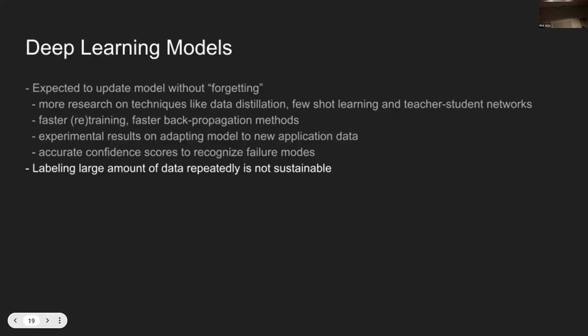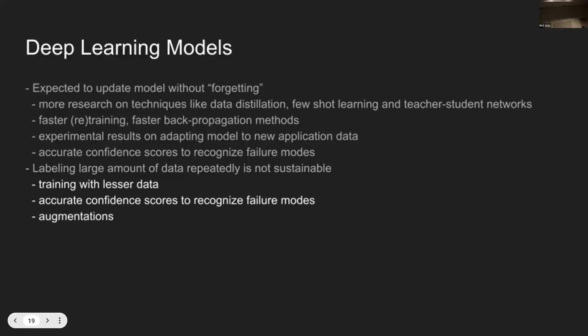Labeling is very expensive. This is an often overlooked point, but it has a very high payback in industry because it's not sustainable. An obvious solution is to train with less data, because that way you need less labeled data, or filter failure modes better, so have more accurate confidence scores so that you can filter those out better.